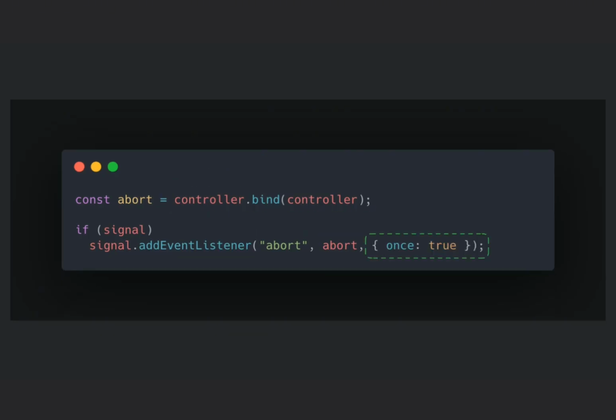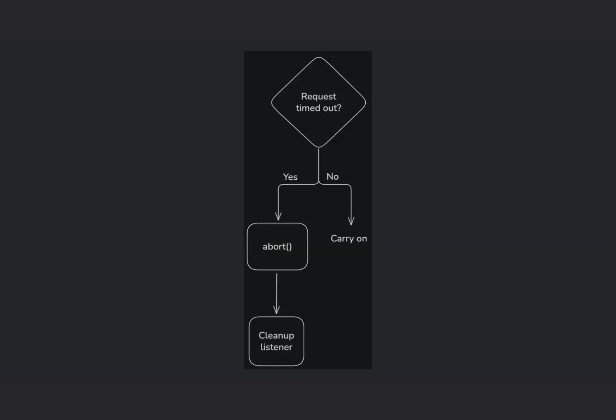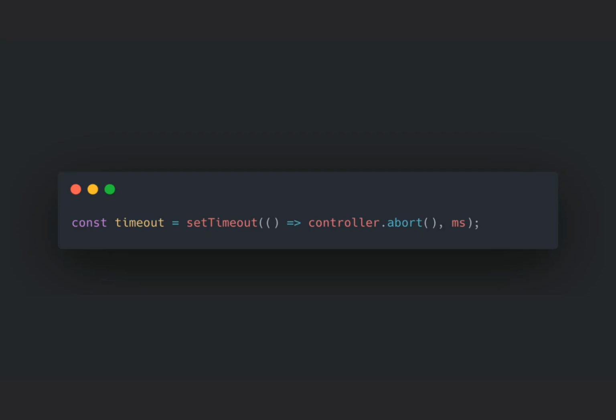The next optimization is to clean up the event listener after it has been triggered. We can do this easily by passing once: true in the options object. Once the request times out, the listener is cleaned up. Now, if you remember the setTimeout from the code earlier, it was redeclaring the same function that was just created above as a bound function. So we can just reuse our bound function inside the setTimeout as well.